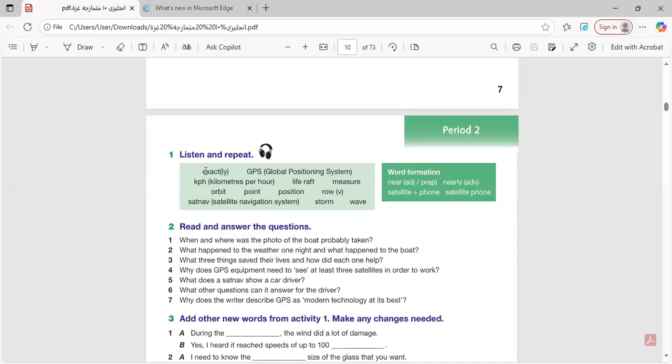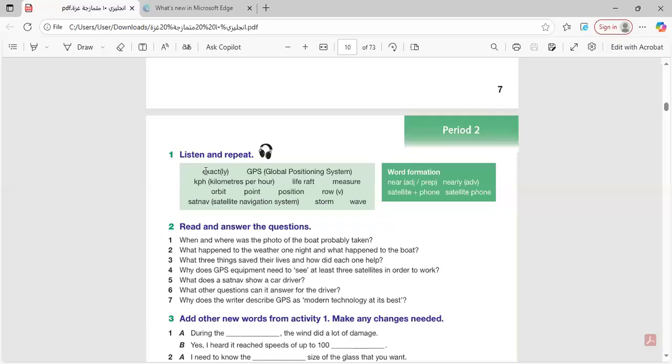Sat nav, this is an abbreviation of the words satellite navigation system. Okay. The satellite navigation system is what helps the GPS define places. Okay. Storm means a strong wind. Wave, the wave in the sea. Wave. Word formation.